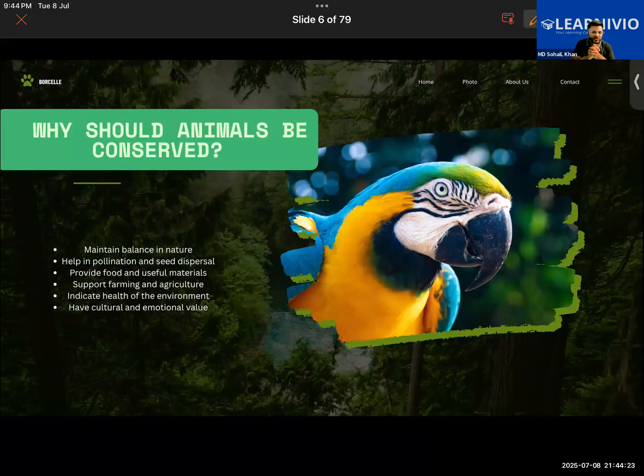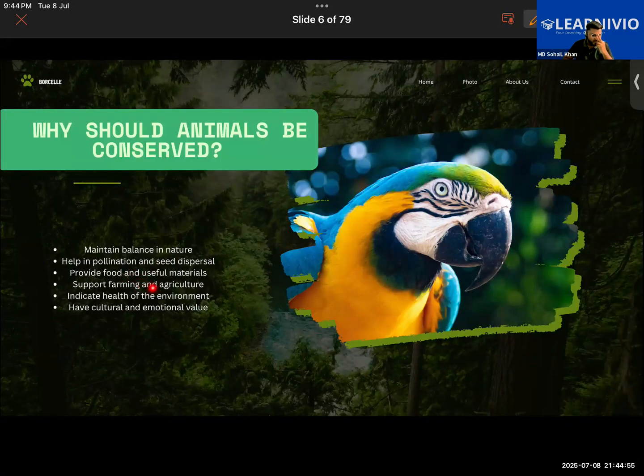They help in pollination and seed dispersal, right? Then they provide food and useful materials. Certain animals are edible. Not only the meat, but even the milk-giving animals, the milking animals. From them we get meat. Poultry: in that we are getting the egg and the meat as well. Further, certain animals support farming and agriculture.